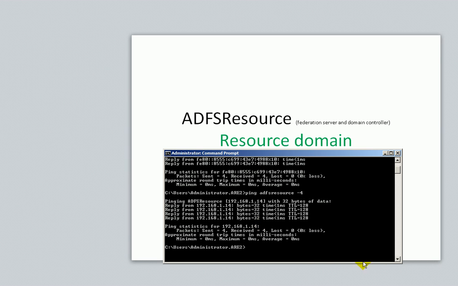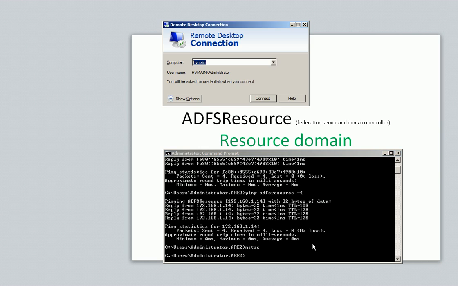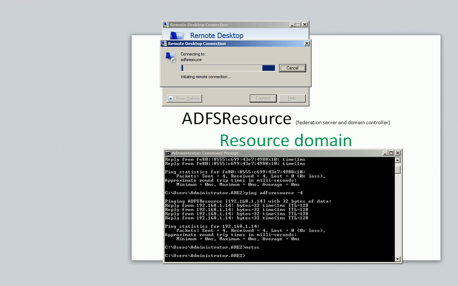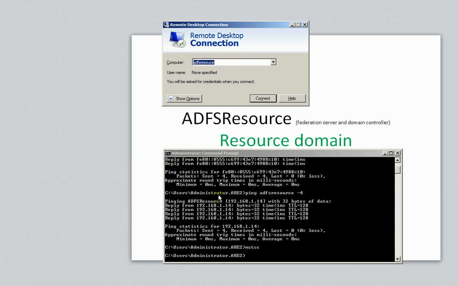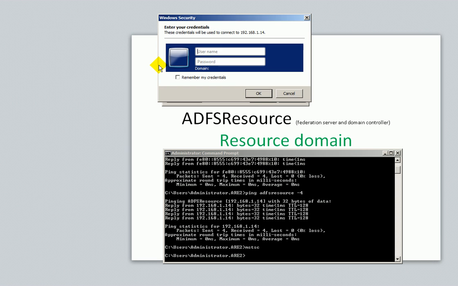So let's RDP to that server. Okay, ADFS Resource. Let me go through the IP address 192.168.1.14 and log in as administrator and my password.